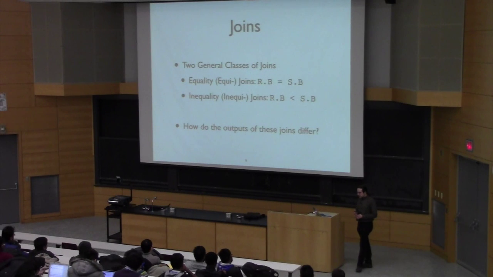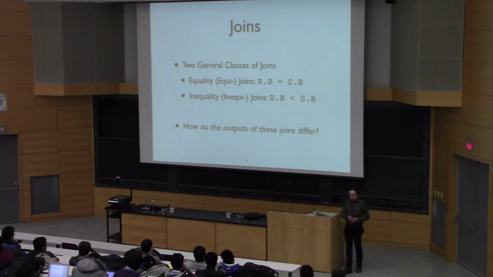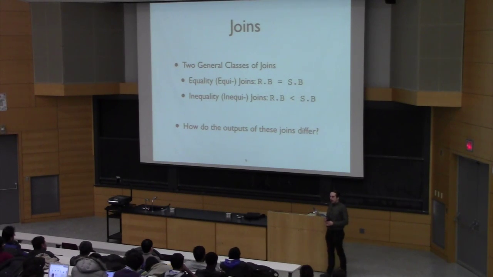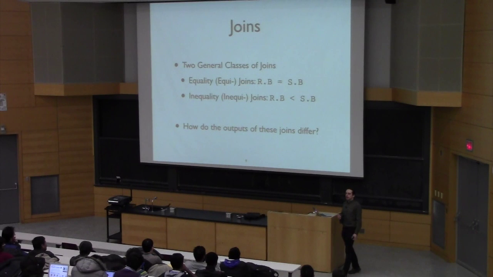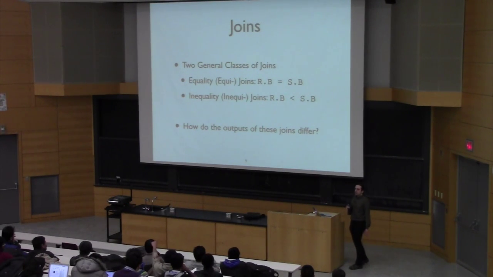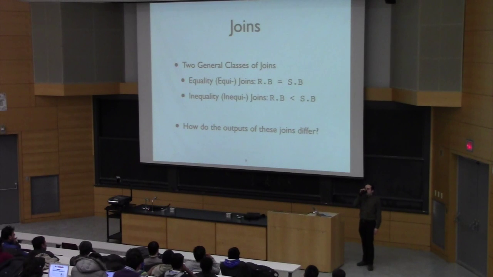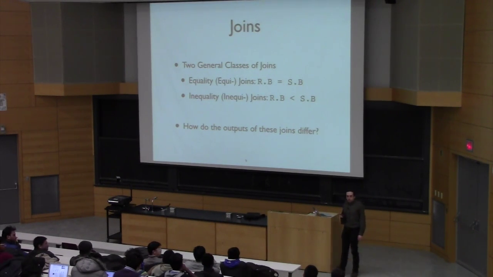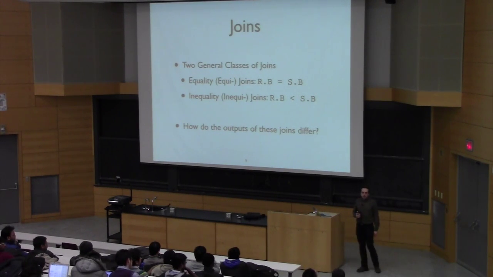So, just from a design standpoint, how do these differ? From the perspective of the output, let's say, how are these two classes of joins different? Yeah? Number of tuples produced. Could you expand on that?